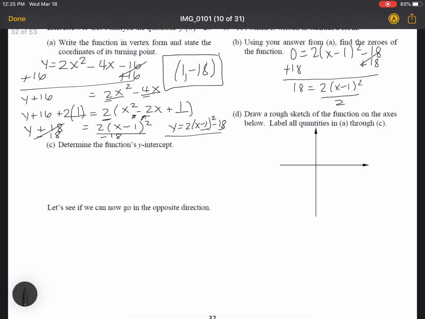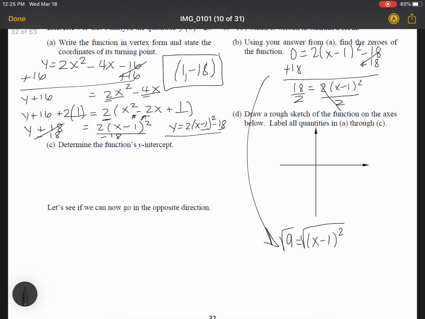I am going to divide both sides by 2 so that I can get x by itself a little easier. What you don't want to do is distribute the 2 in because you're not following PEMDAS, and then you're making your life a lot harder. So I'm just going to continue this down here because I don't have a ton of room. 18 divided by 2 is 9. And then I'm left with (x minus 1) squared.